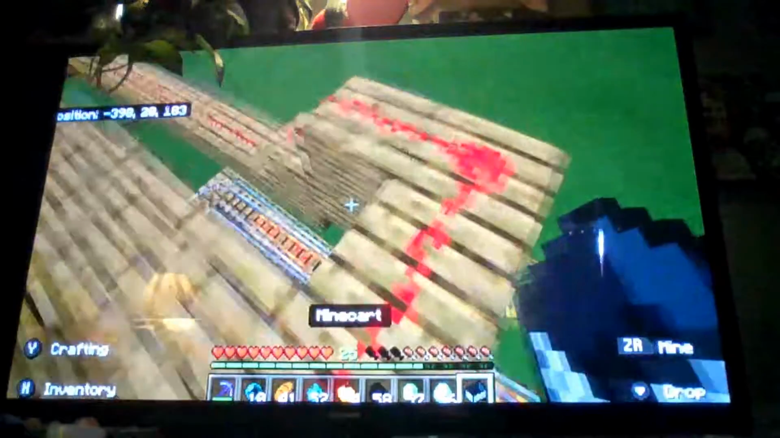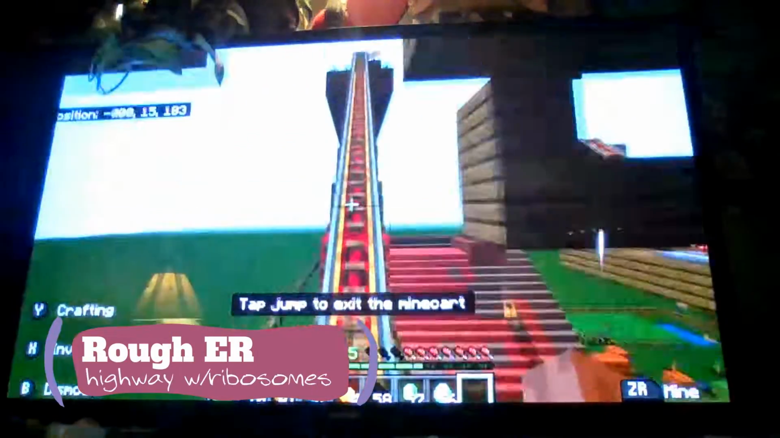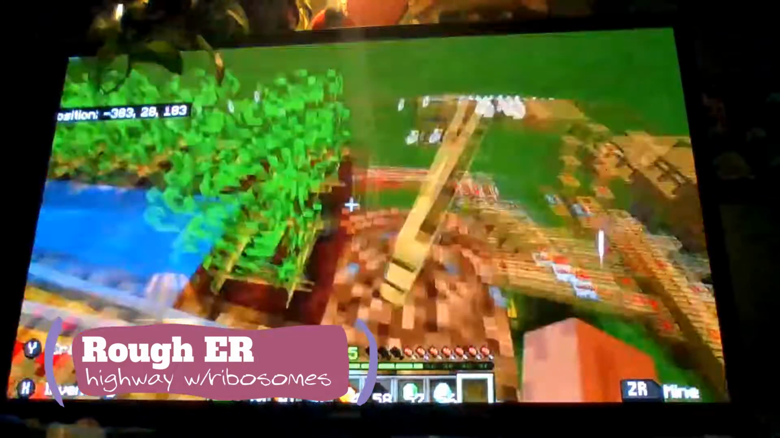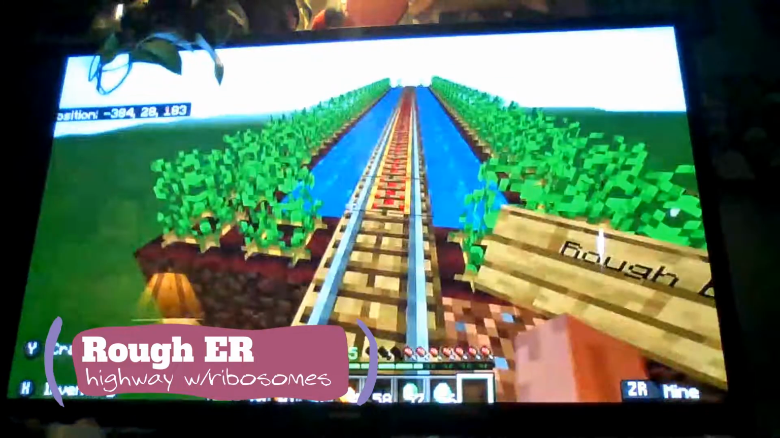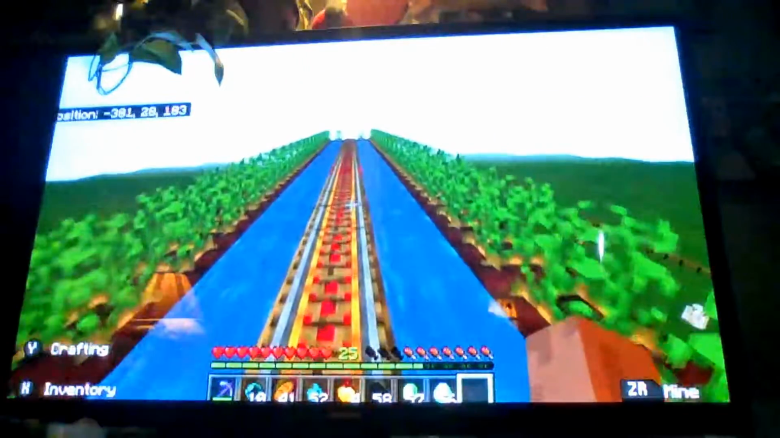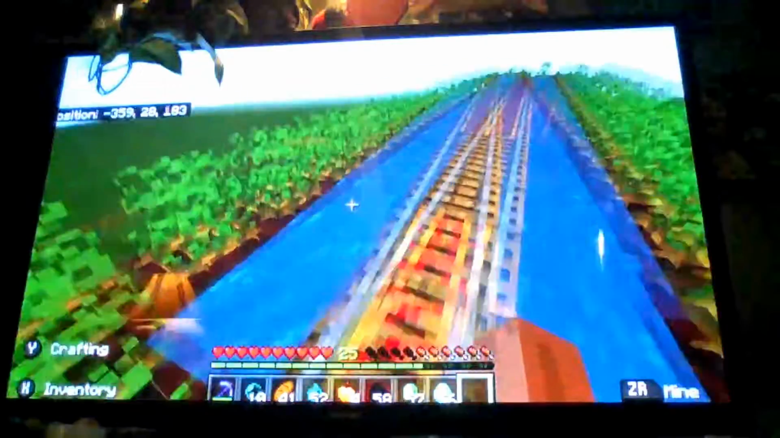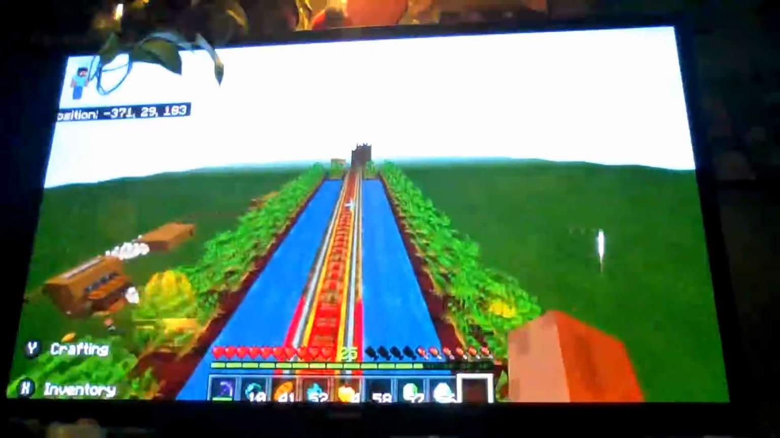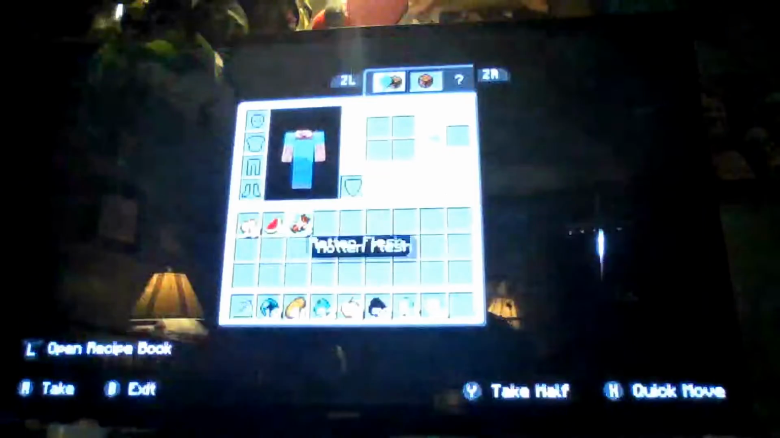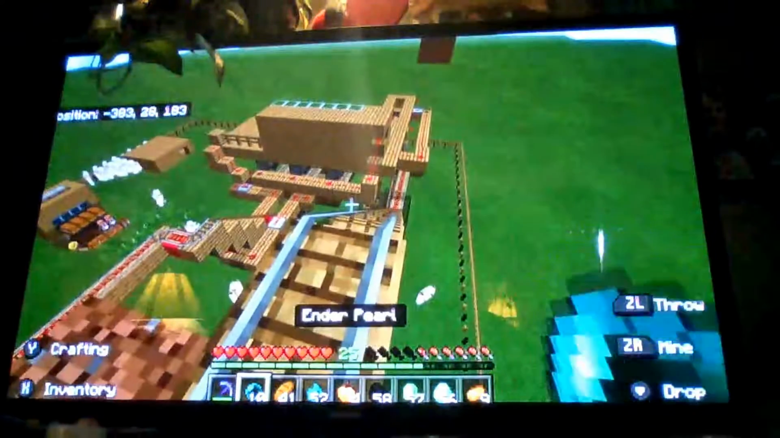Okay, now I want to show you another part. I want to show you the rough ER. Here's the rough ER. What the rough ER does in a cell is it provides a highway, just like the smooth ER, but also provides a place for ribosomes to be, just like up here. So I can grow extra potatoes and they're not in the way of anything. So extra food. That's always a good thing.